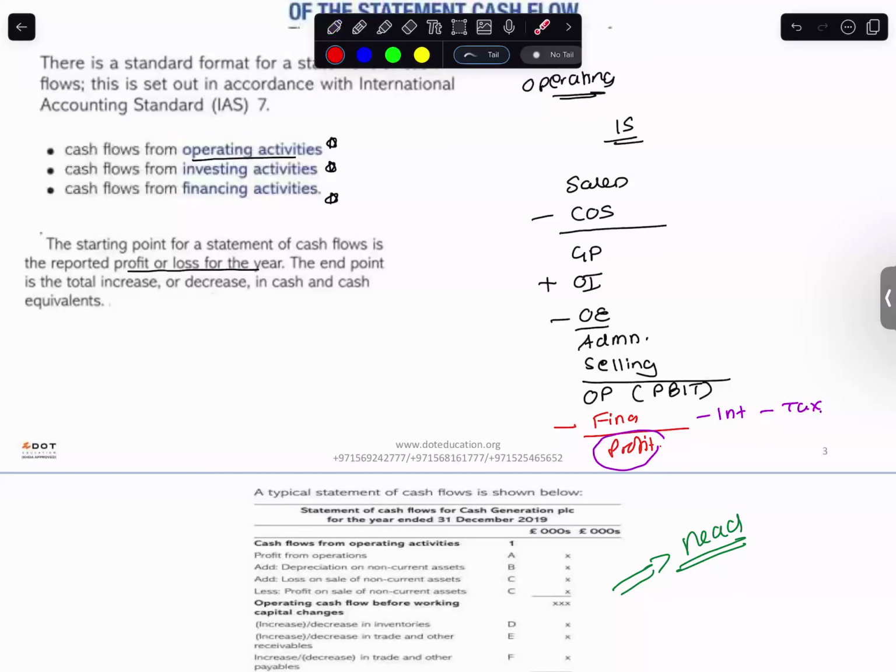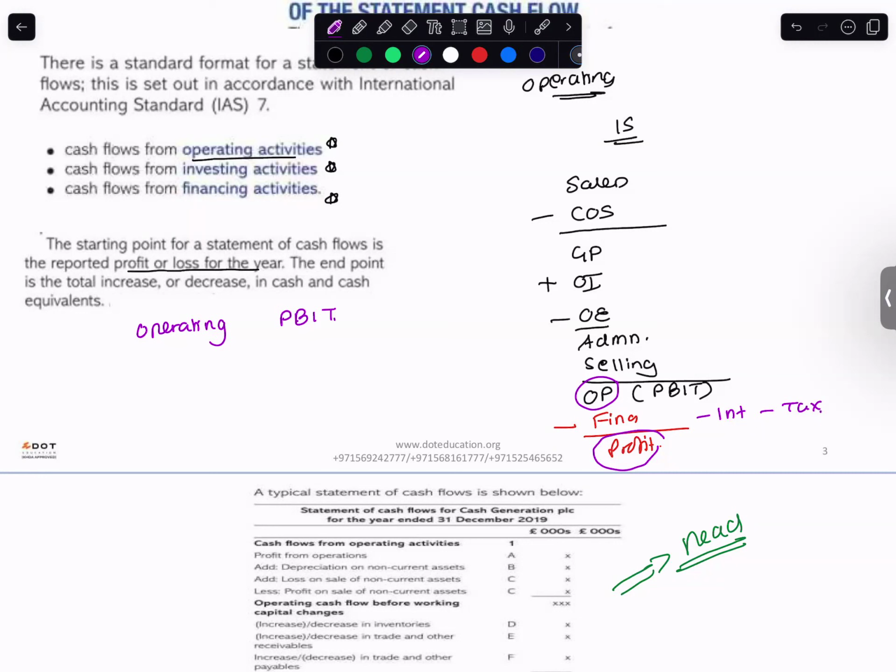When I say my cash flow from operating activities always starts with operating profit, that means I am looking at this profit, operating profit. There is a possibility that they directly give me the operating profit. Operating profit is profit before interest and tax.